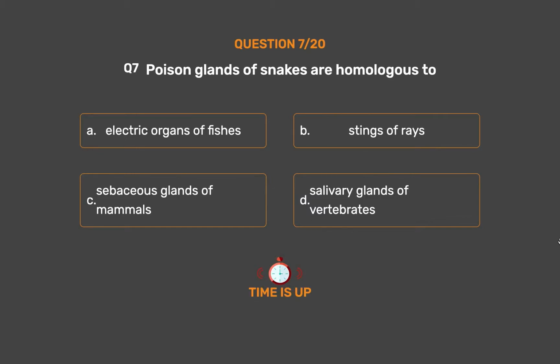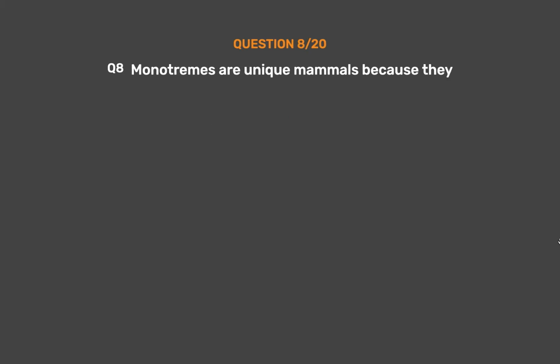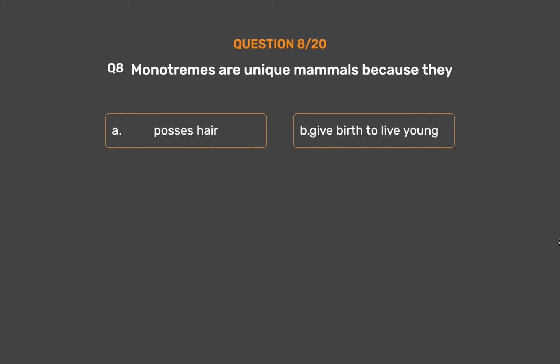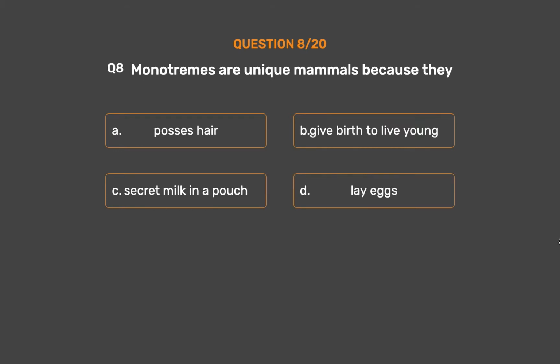The correct answer is Option D. Salivary glands of vertebrates. Question number 8. Monotremes are unique mammals because they: Option A. Possess hair. Option B. Give birth to live young. Option C. Secrete milk in a pouch. Option D. Lay eggs.